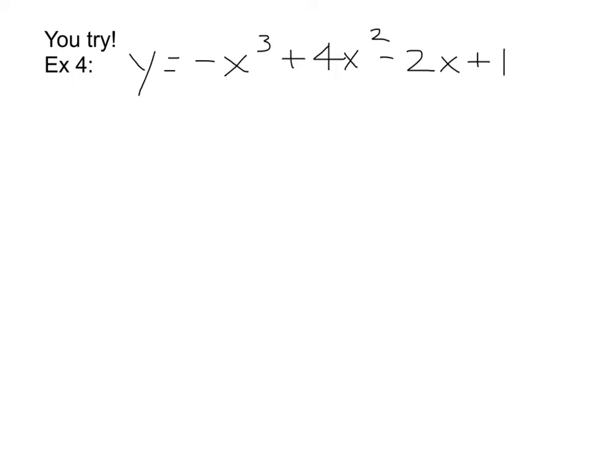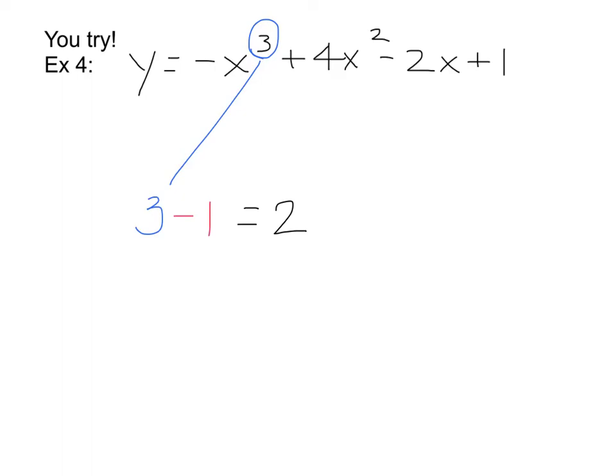So to determine the turning points, we are going to look at the highest exponent. The highest exponent is a 3. So I start with 3 and I always take away 1 to begin with. So the maximum number of turning points that this graph could have is a total of 2.